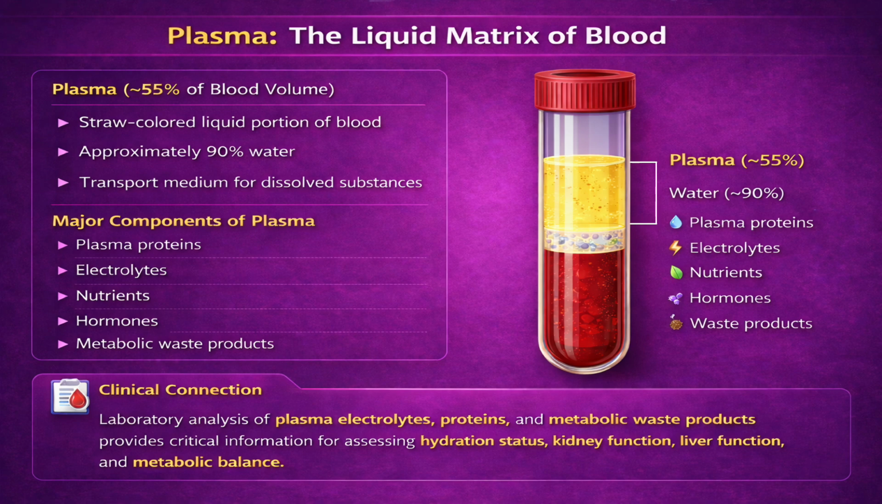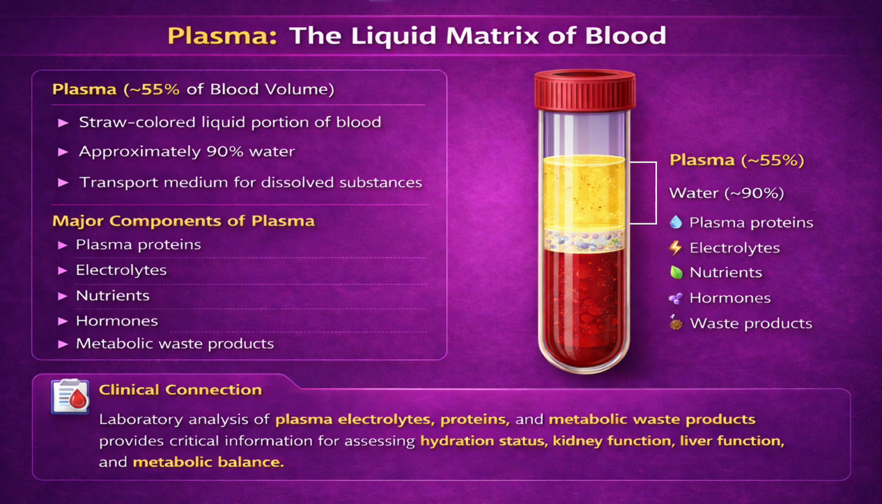After understanding that blood is composed of plasma and formed elements, we now begin examining the largest component of blood, which is plasma. Plasma is the liquid matrix of blood and accounts for approximately 55% of total blood volume. It appears as pale yellow or straw-colored fluid and serves as the medium in which the cellular components of blood are suspended and transported throughout the circulatory system.